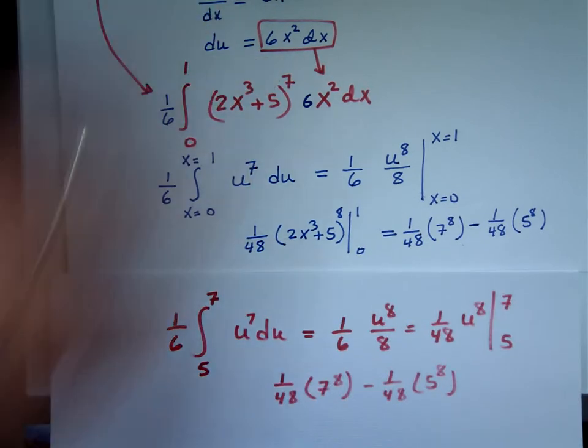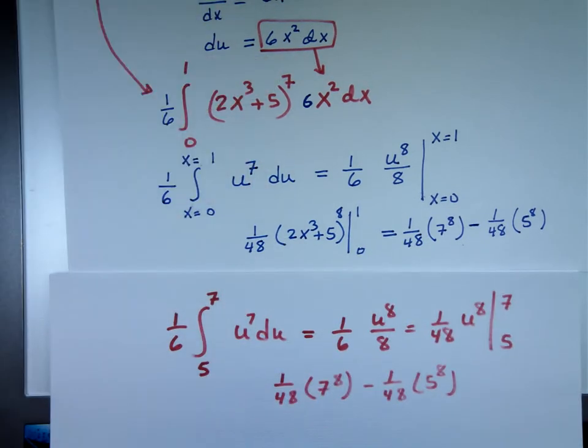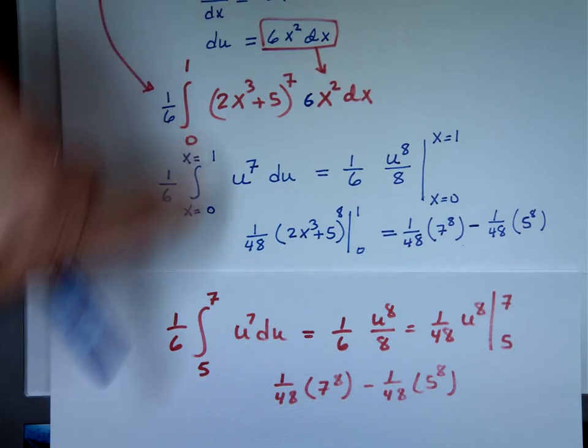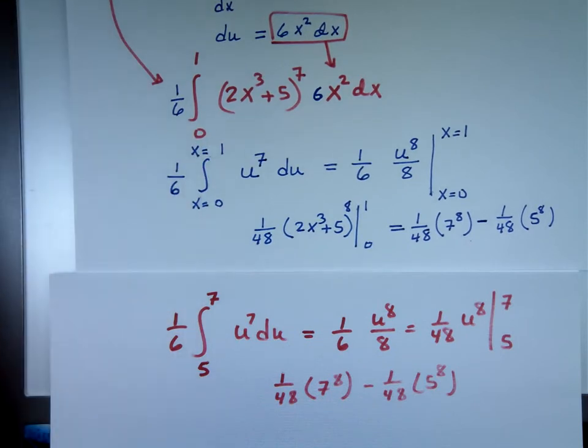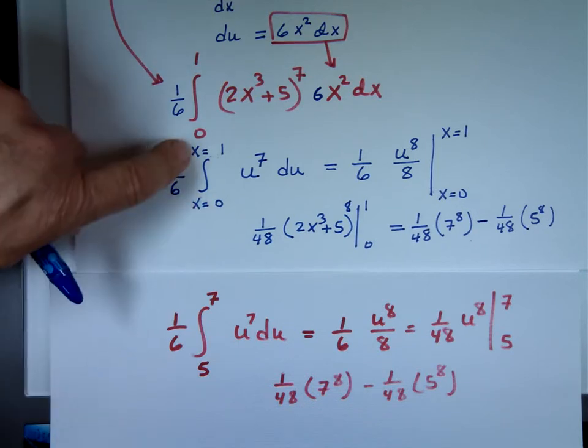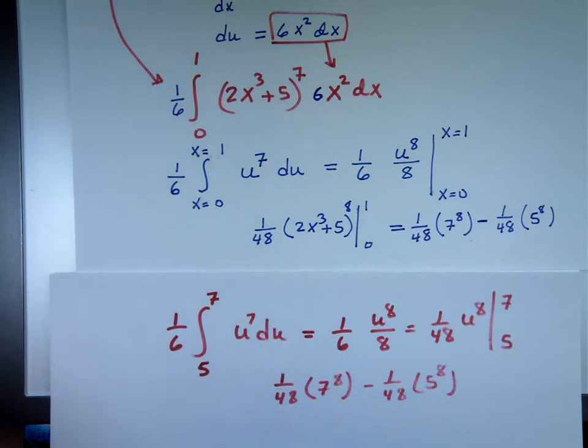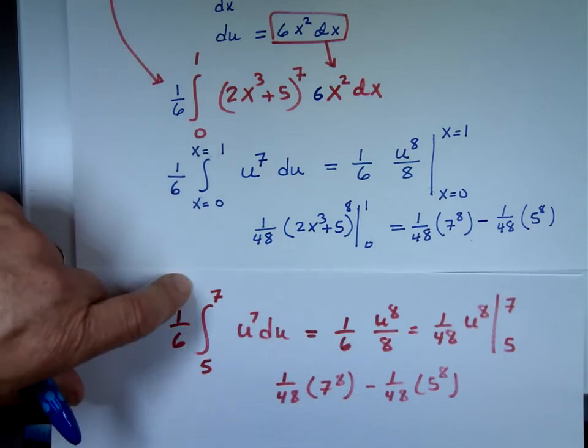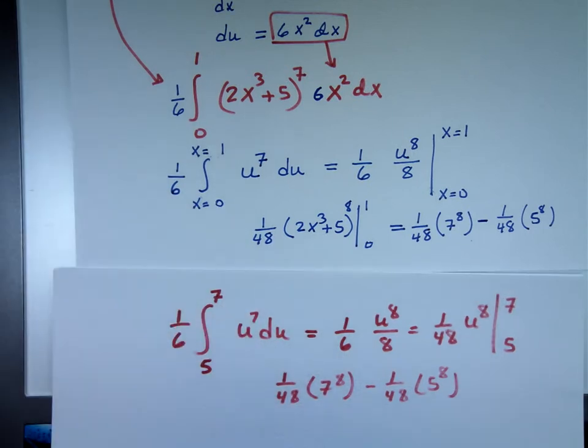You could have changed, when you have a definite integral, when you have numbers here. If you don't have numbers, you have to switch it back to x. But if you have numbers, you have two options. You can switch it back to x and use the original numbers, or you can find the new numbers, the equivalent values, and plug them in. And that's as far as we're going to go with chapter 5.